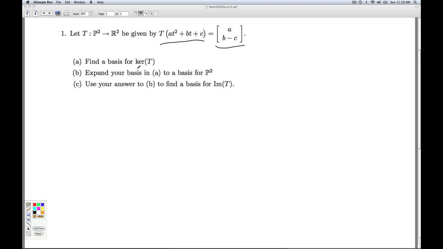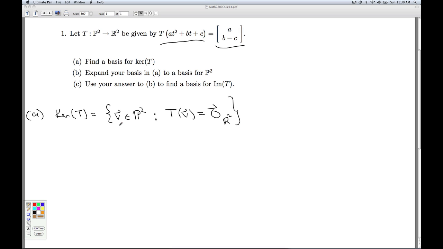And so part A, we're asked to find a basis for the kernel of T. So we have to remember, what is the kernel of T? The kernel of T, by definition, is going to be all vectors in the domain, so that's P2, that get sent to the 0 vector in the codomain.